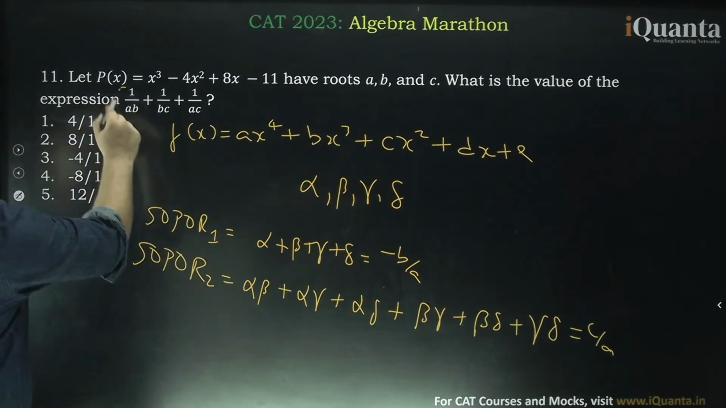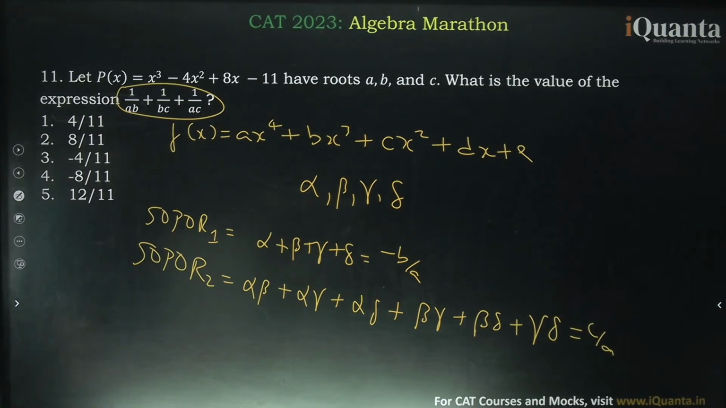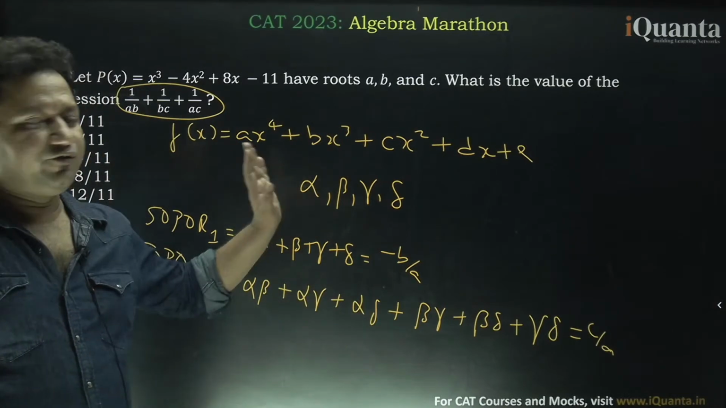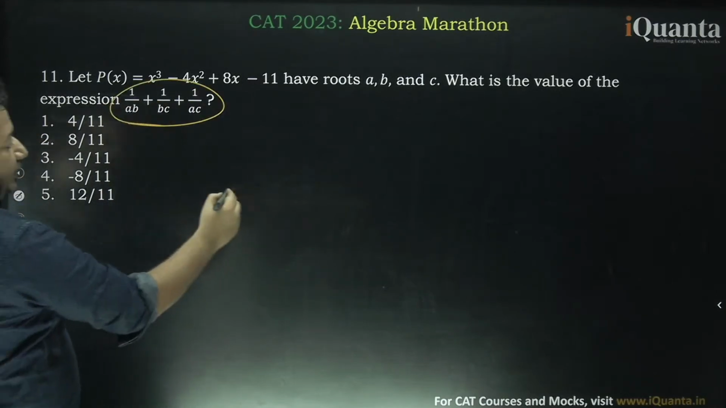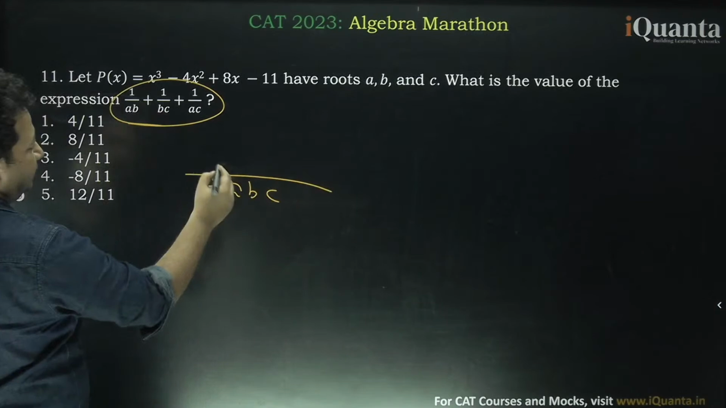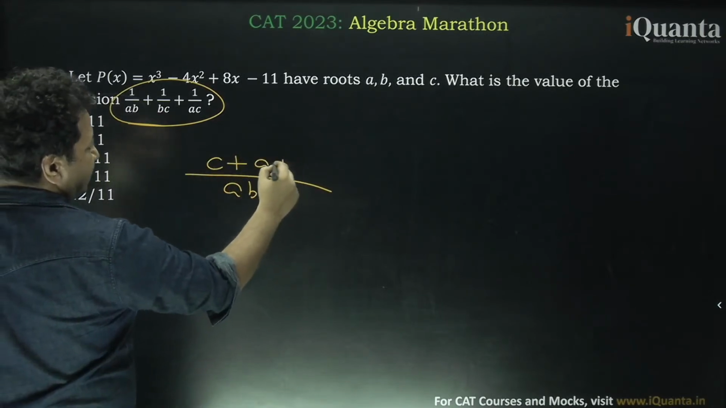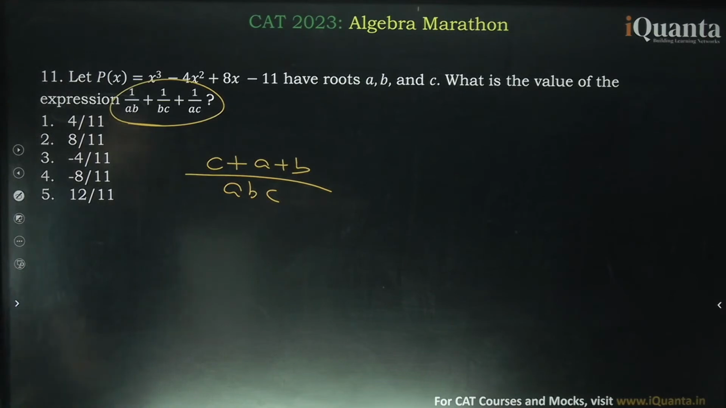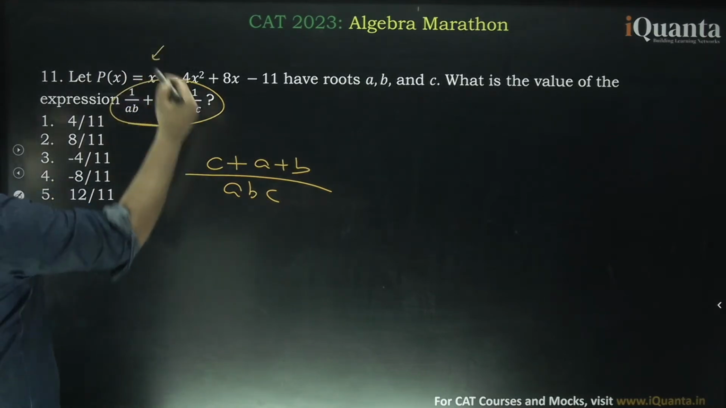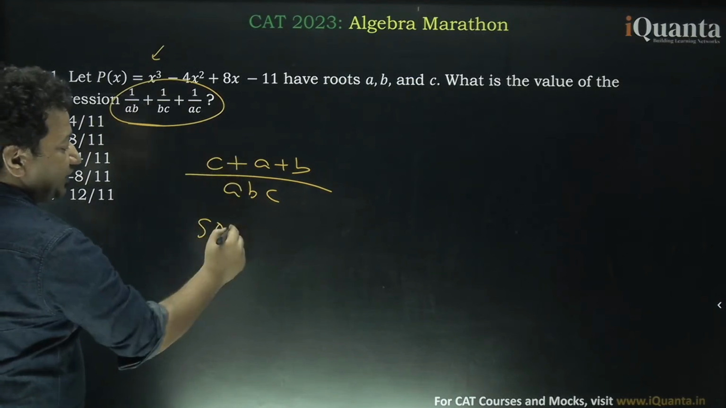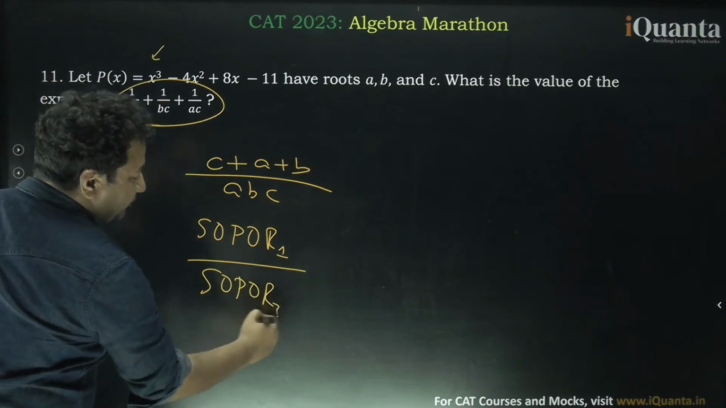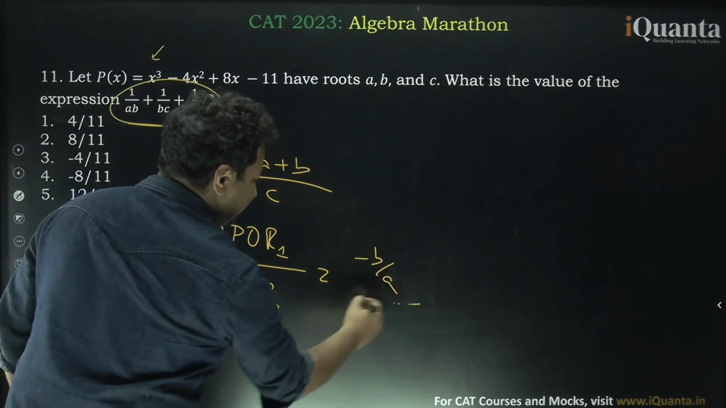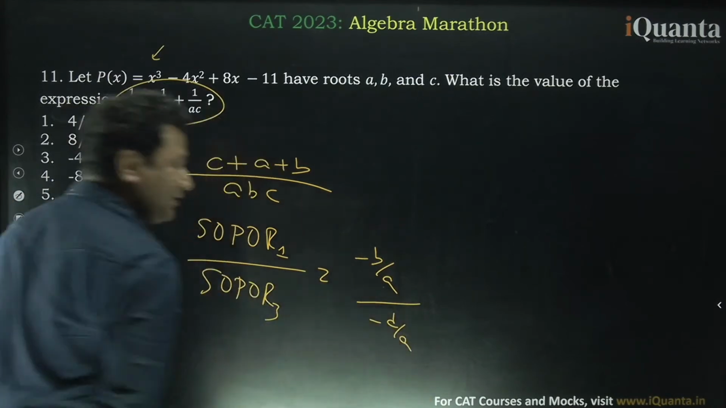Now let us try to solve this expression. Clear? Here we have 6 terms. We'll take 3, there will be 4 terms. Perfect. So we have this here. Taking the LCM, we'll have abc in the denominator. Numerator will be c plus a plus b. That is what we have. This is a cubic equation. So numerator is SOPOR1 and denominator is SOPOR3. This will be minus b by a and this will be minus d by a, right?